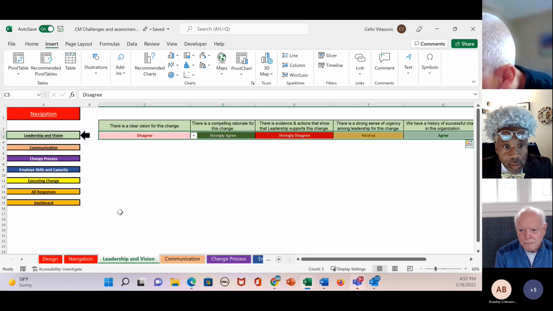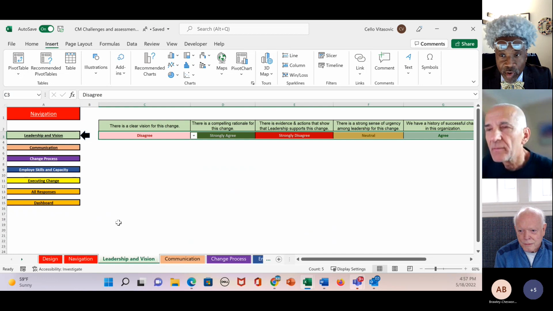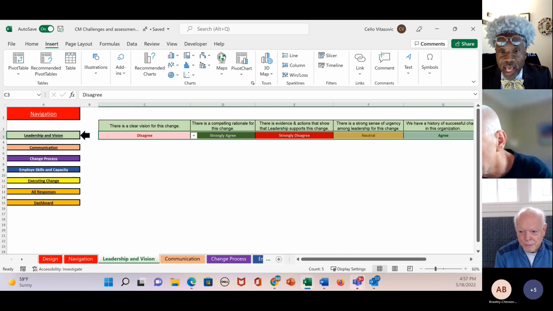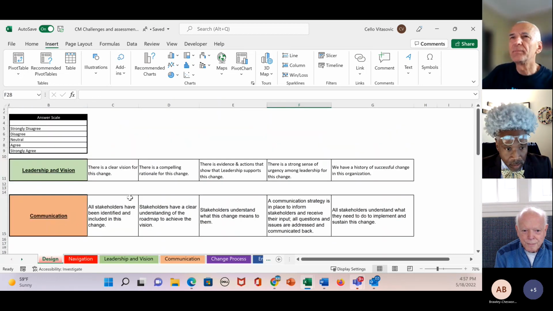Could you ask again, because I don't have my headphones. I was just curious to know, it may not matter at all, if the colors were symbolic of anything. Was the red a high priority? Is the green gold? Yellow? Yes, excellent question. This is the answer scale, so they're mapped to these answers.